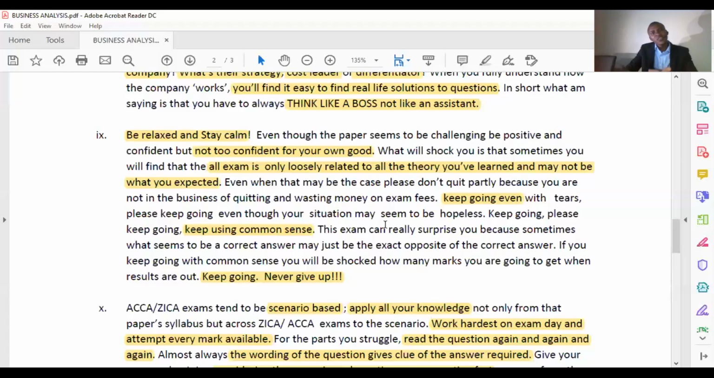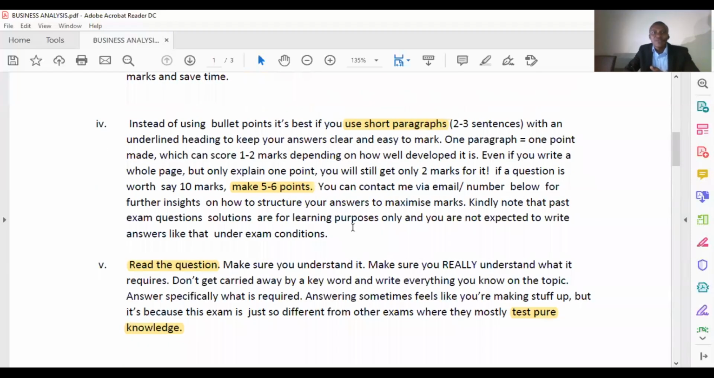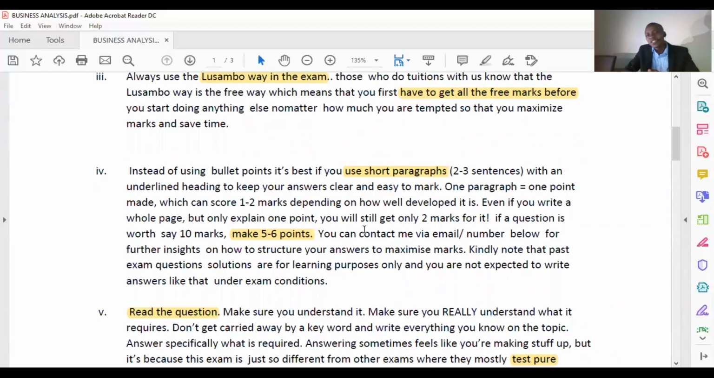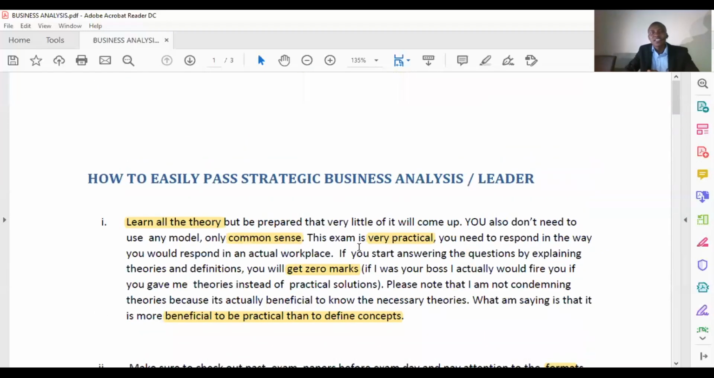So while you read the theories, you do your revisions, you do your rev kit, you do your past exam papers, one thing I want to assure you is that this exam has got its own answers, and the answers are found in the exam itself. So read through the question papers properly and make sure you understand them.